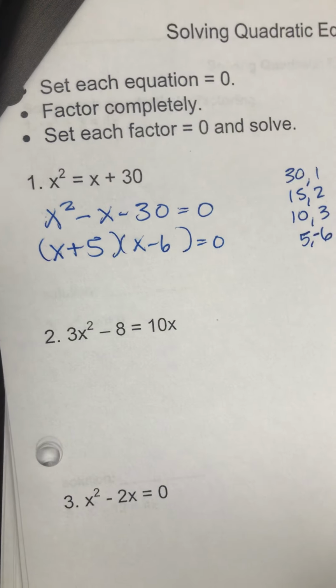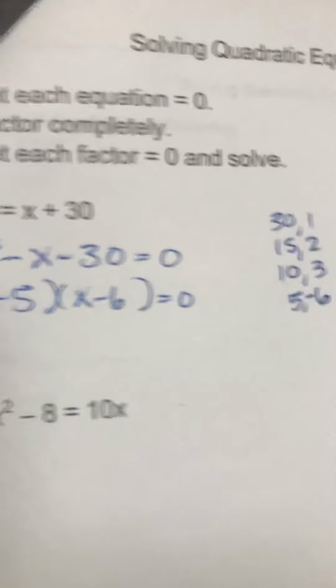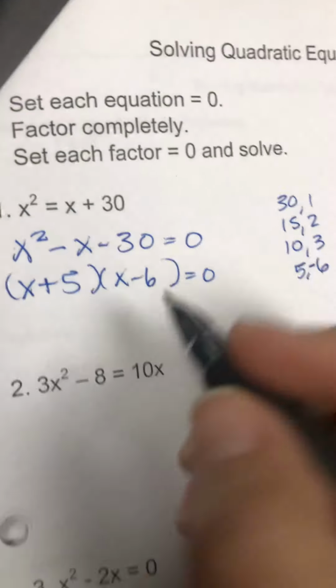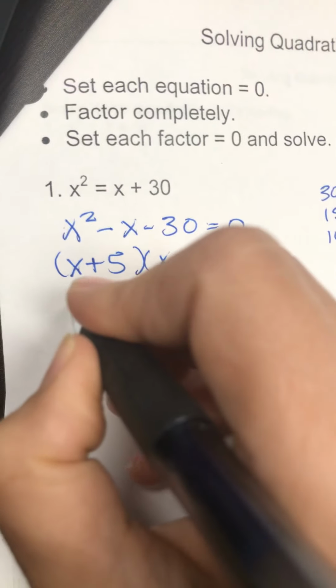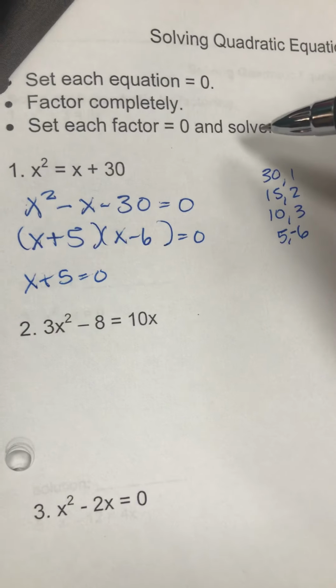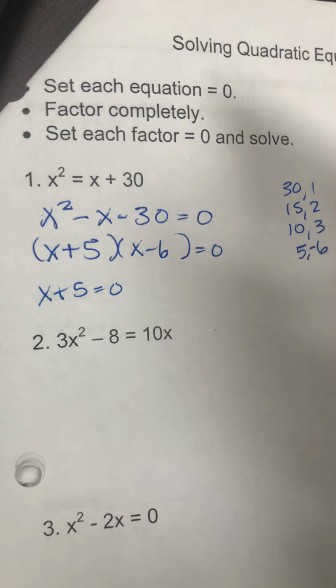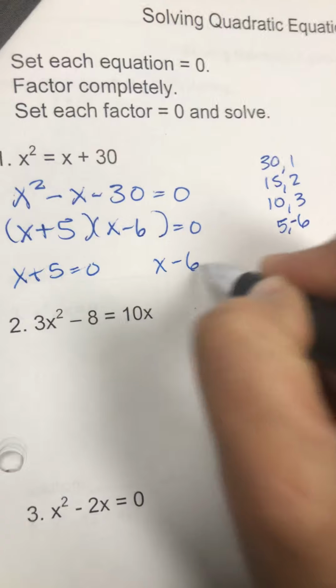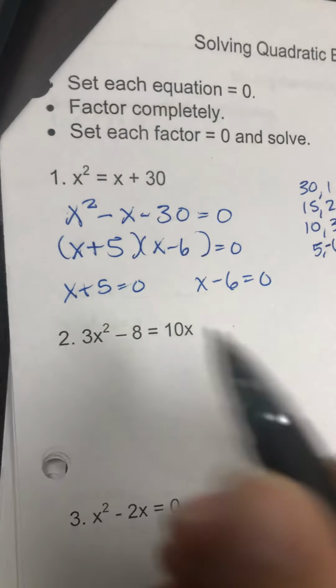Okay, so we just factored it. We can't do anything else. This is as simple as we can get it. So now you're going to have x plus 5 is equal to 0. We're doing the last step, which is set each factor equal to 0 and solve. And now we're going to take our x minus 6 and set it equal to 0. So now we're going to solve this one.